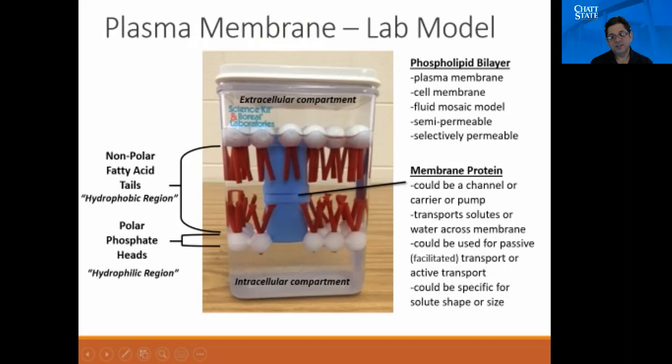That is just a general membrane protein. We don't know if it's for active or passive. It really doesn't matter. We don't know if it's a carrier or a channel. It really doesn't matter. All we know is that it's a membrane protein.